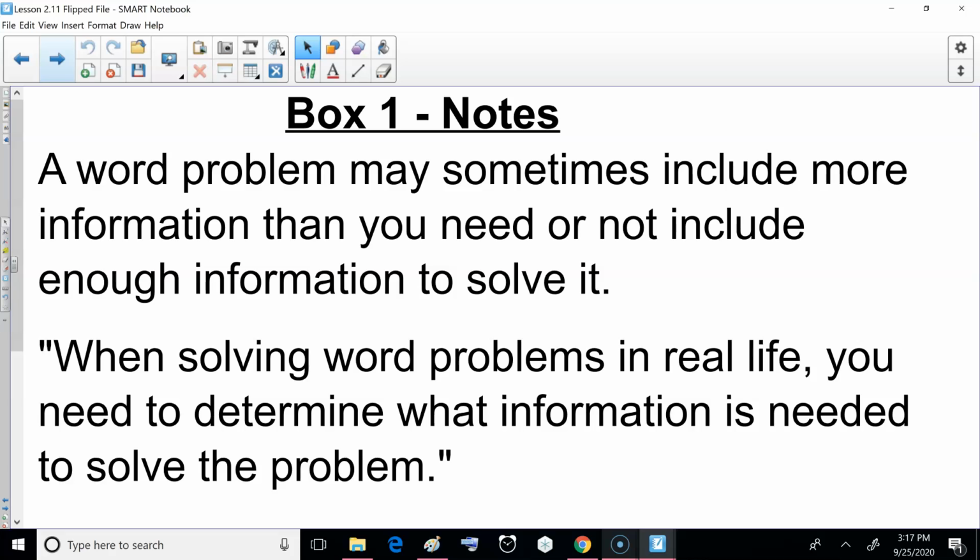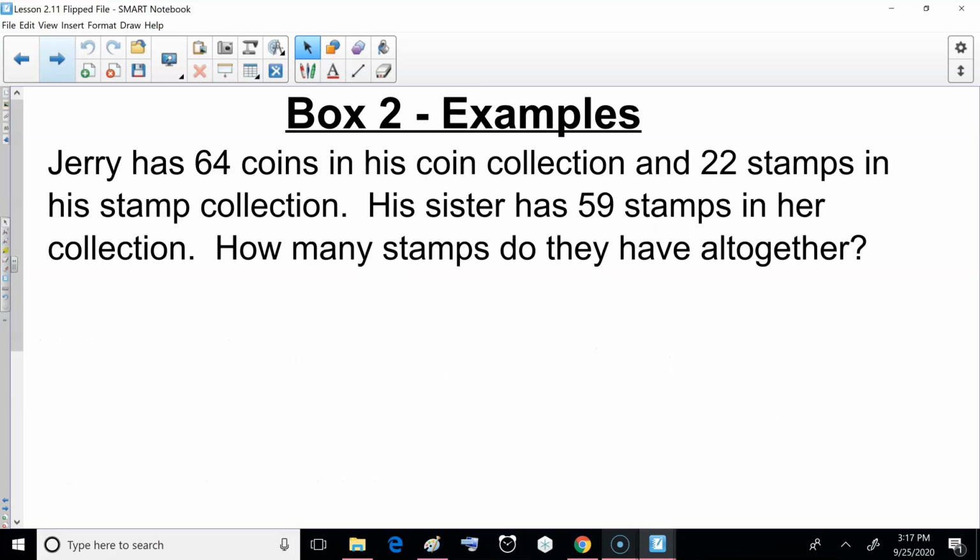So we can draw a little line, say word problems are coming up. What do I need to solve? And let's begin. So box 2, examples. Here we have right now. Jerry has 64 coins in his coin collection and 22 stamps in his stamp collection. His sister has 59 stamps in her collection. How many stamps do they have altogether?